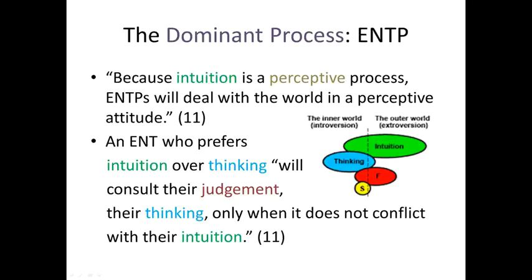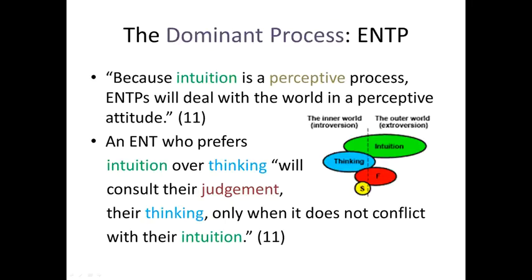So let's look at this because intuition is a perceptive process. ENTPs will deal with the world in a perceptive attitude, hence why there's a P at the end of ENTP. So an ENTP prefers intuition over thinking, and will consult their judgment, their thinking, only when it does not conflict with their intuition. And it goes the other way too, right? If the ENTP prefers thinking over intuition, then they will be consulting their perception and they'll only consult their judgment when it aligns with their perception. So that preference of intuition or thinking is dictated by the last letter.